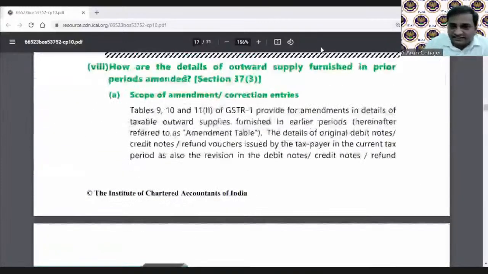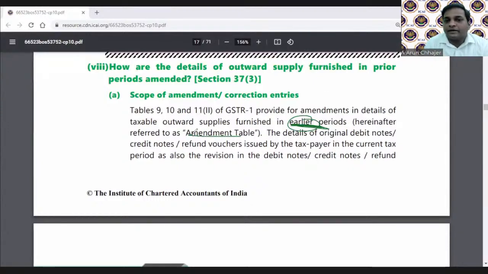So you can see the language: tables 9, 10, 11, 12 of GSTR1 provide for the amendment in the details of outward supply furnished in the earlier period. Why are they using "earlier period"? I hope it is clear. Kindly confirm why the words "earlier period" are being used. Is it clear? Kindly confirm.